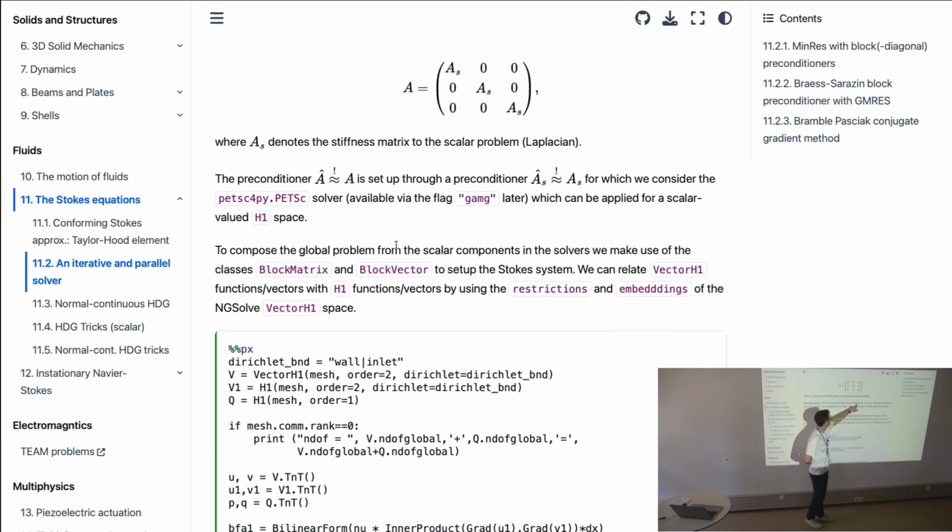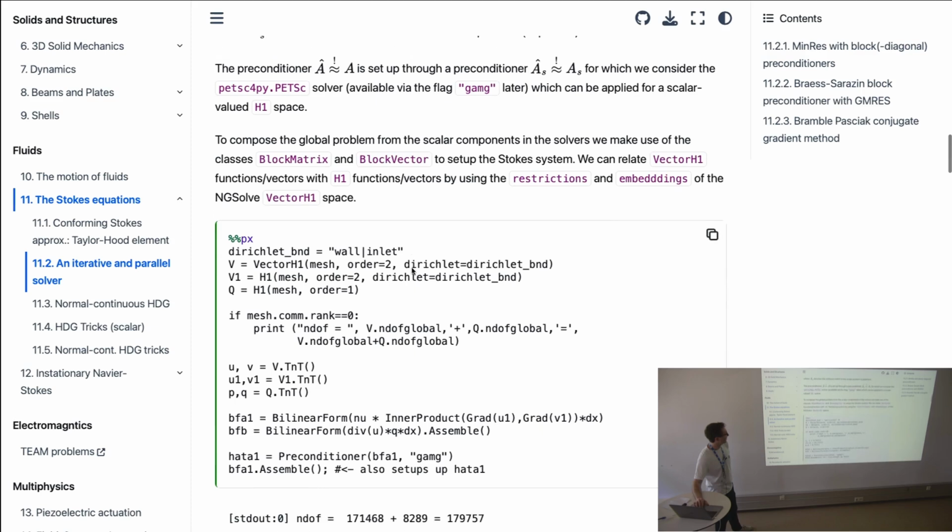So what we basically want to do is find a preconditioner for these small scalar blocks, for which, as already mentioned, we have a PETSc solver, so that's the nice thing. We can use PETSc solvers for H1-like problems. This is crucial. We are going to use the Taylor-Hood element method, so we're using an H1 conforming method, and there we can really use the PETSc solver, which will be available in NGSolve via this GAMG flag. Okay, so we want to set up this system now.